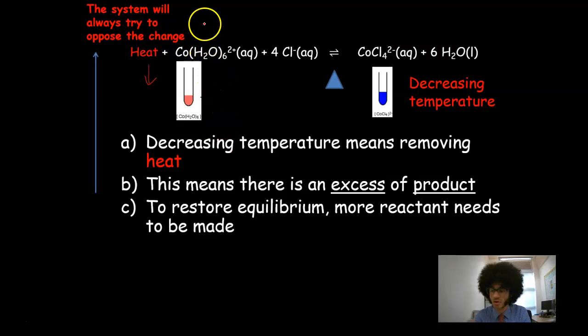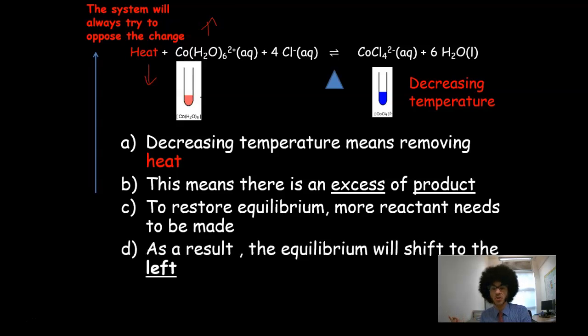So the response, I'm just going to draw it up here, is to have more of this. Now, if it wants to make more of that, it has to use up some of the product to make that reactant. Therefore, my equilibrium is going to shift to the left-hand side, okay? That means I'll get a greater yield of reactant, a lower yield of product, so my solution is going to look a bit pink, okay? And that's basically how it works for endothermic reactions.